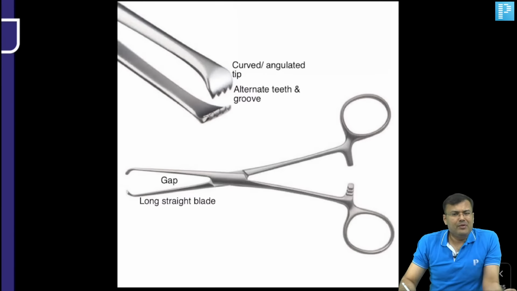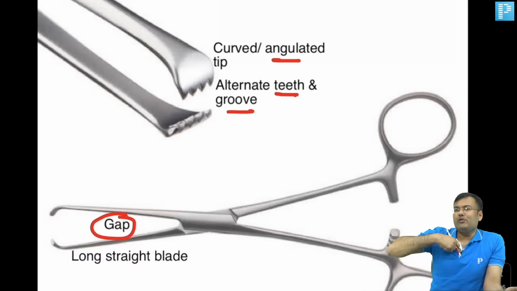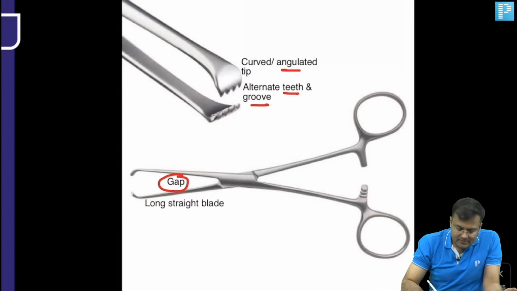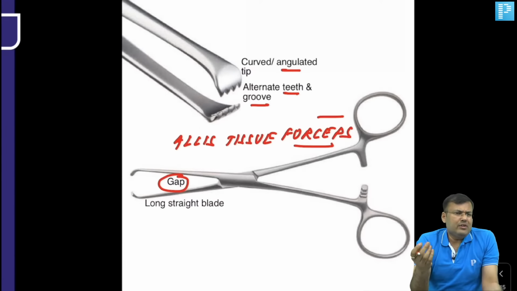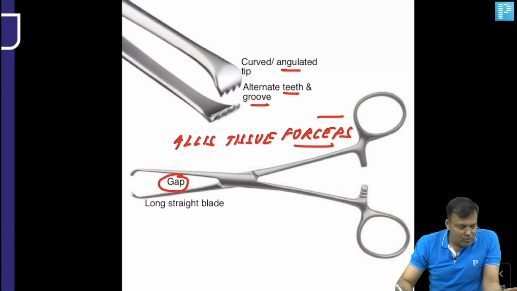And can you see this one? You have seen this instrument in minor OT. There is a curved angulated tip, alternate teeth and groove, and there is a gap with long straight blade, so that you can retract the skin and subcutaneous tissue. This is Ellis tissue forceps. Can you tell me the uses? During minor OT surgery for sebaceous cyst excision, lymph node excision, lipoma excision, we are using Ellis tissue forceps. To hold the tough structures also, Ellis tissue forceps are used.